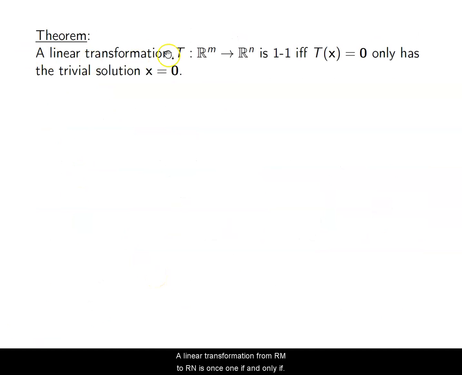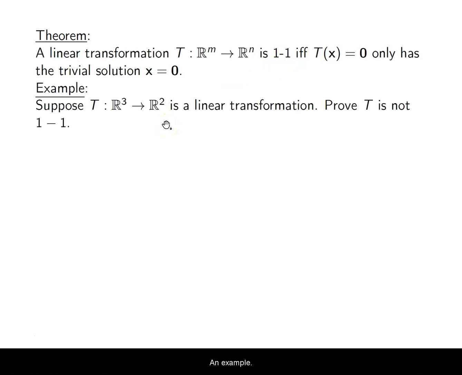Right, so let's bring this to another theorem. A linear transformation from Rm to Rn is one-to-one if and only if the transformation of any vector x to the zero vector has only the trivial solution of x itself being the zero vector. Okay, so the only way to get to the zero vector is to plug in the zero vector, then you will be one-to-one.